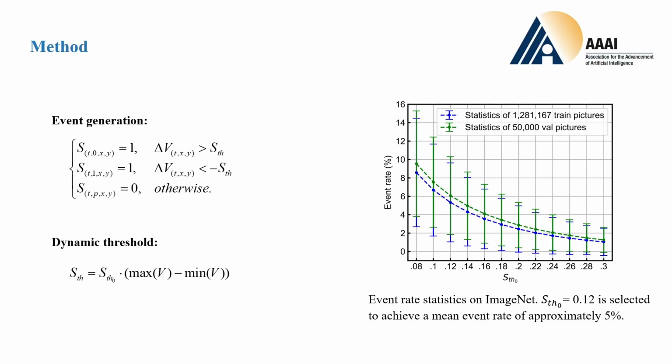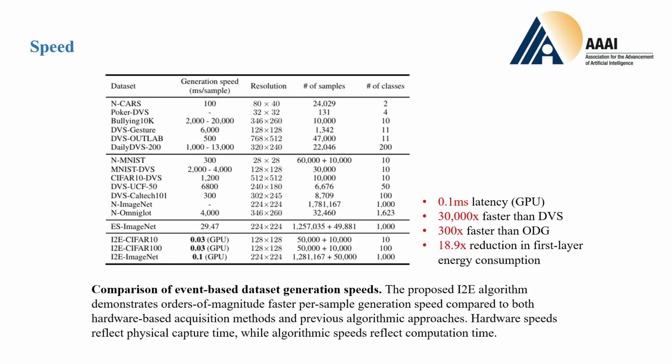Beyond speed, keeping signal quality is essential. A common challenge in conversion is selecting the right firing threshold. A fixed global threshold often fails to capture details in low contrast regions or creates noise in high contrast areas. To address this, we propose adaptive thresholding. Our method dynamically adjusts the sensitivity based on the local contrast range of each input image. It ensures that, regardless of the lighting conditions, the generated event streams keep sharp contours and rich textures. This high signal-to-noise ratio is vital for training high-performance models.